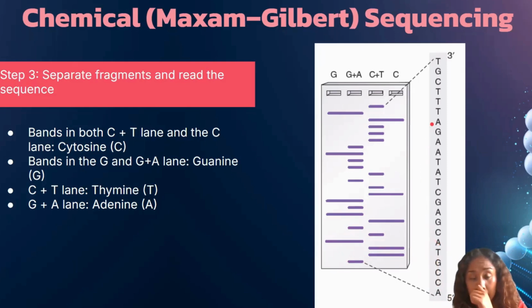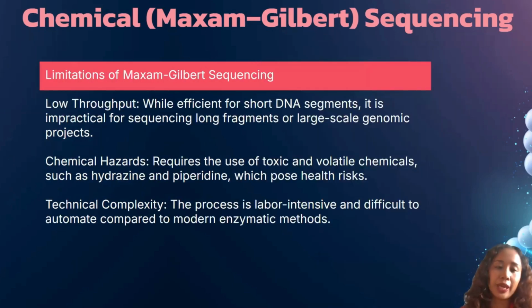So, that's chemical Maxam-Gilbert. They simply used 4 chemicals to break down the DNA into fragments. The limitations of Maxam-Gilbert sequencing: it's low throughput, so it's not efficient. While it's efficient for short DNA segments, it's very impractical for sequencing long fragments and large-scale genomic processes.